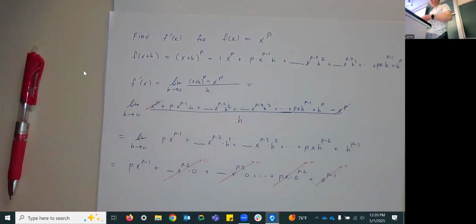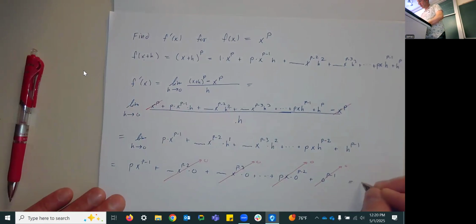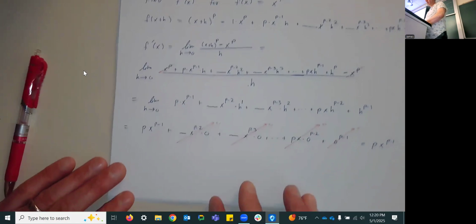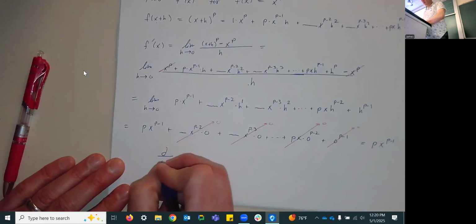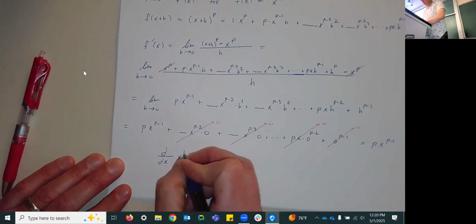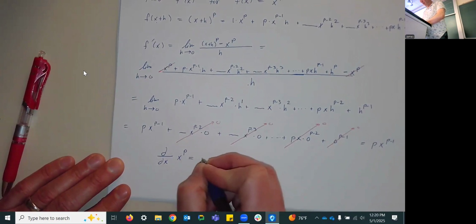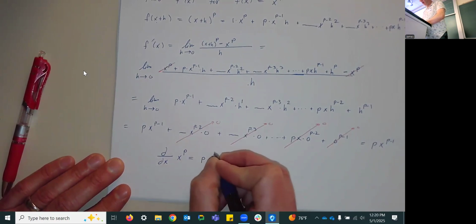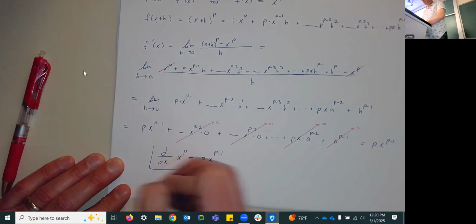And so we really are left with just p times x to the p minus 1. So it's true that the derivative of x to any power is equal to that power times x to the 1 less power.